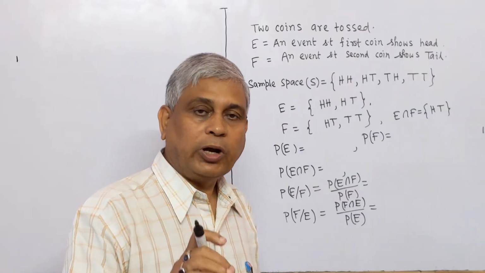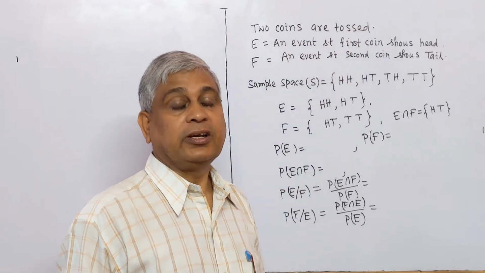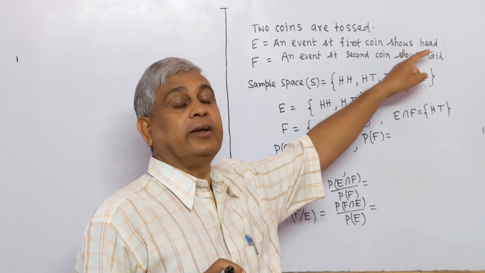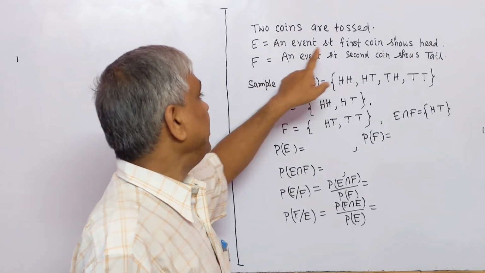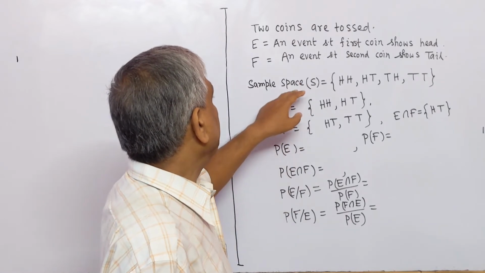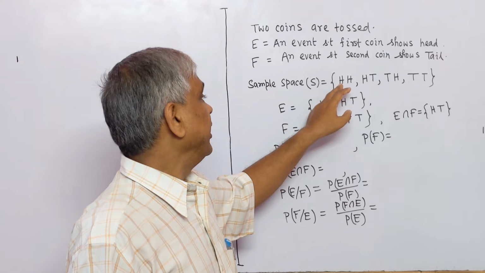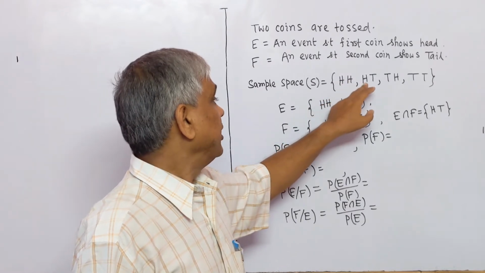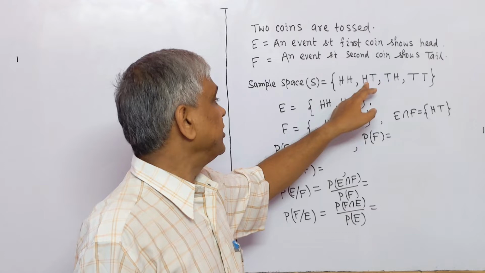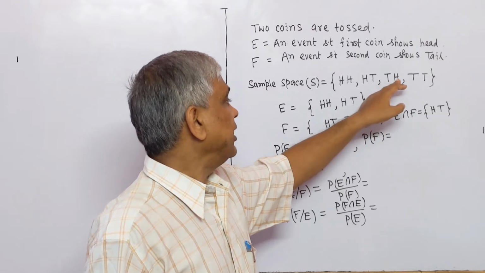Now we do an experiment. Experiment is 2 coins are tossed. E be an event such that first coin shows head. F be an event such that the second coin is tail. Now, if 2 coins are tossed, then sample space S will be a set containing HH means head head, head tail, tail head, tail tail. This head tail means first coin shows head, second coin shows tail. This TH means first coin shows tail, second coin shows head.